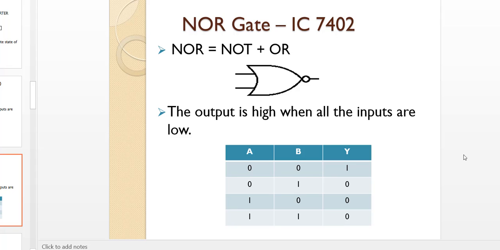We can form one common table where you have A and B as inputs, and you can have multiple outputs in the same table. I will give it to you.